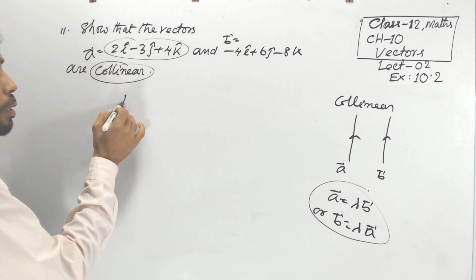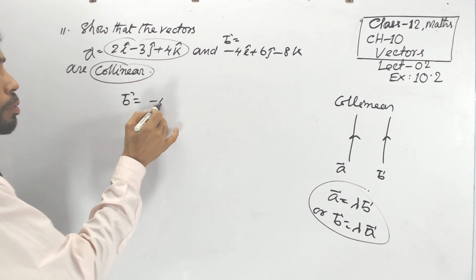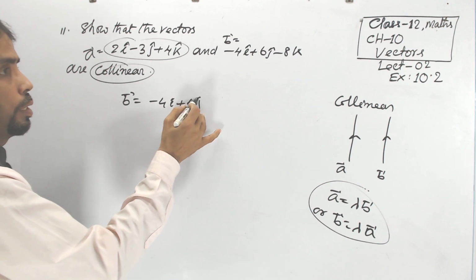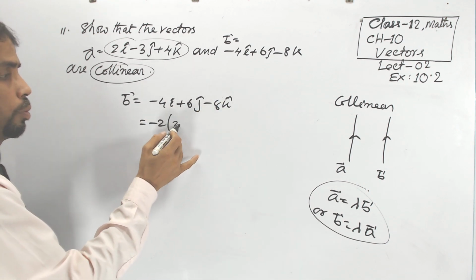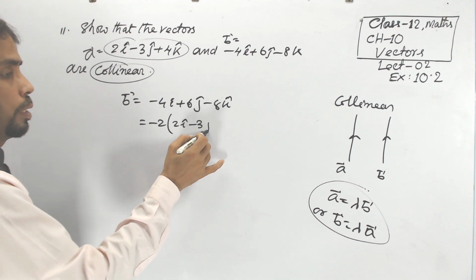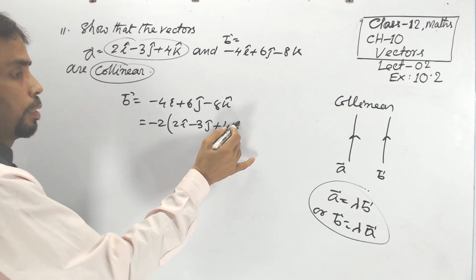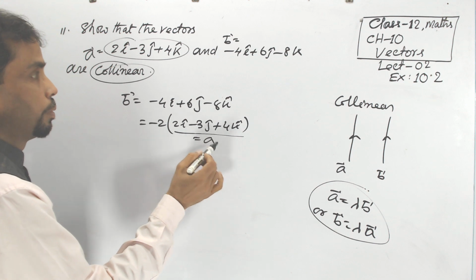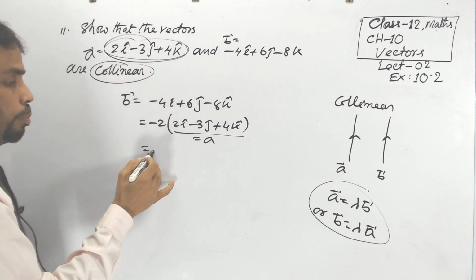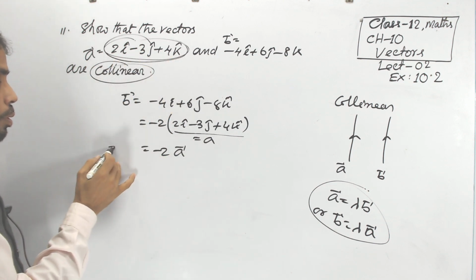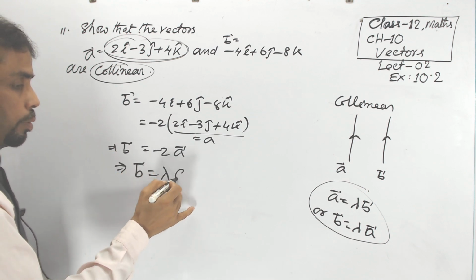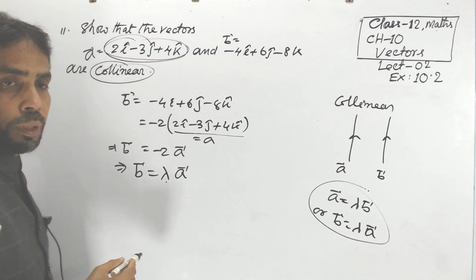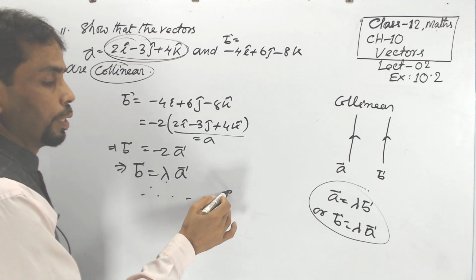So we have to show that these two vectors are collinear. Now B, I'll first write B here: minus 4i plus 6j minus 8k. Now if I take minus 2 common, what will be here? 2i minus 3j plus 4k. And you see this is vector A. So minus 2 into A. So see, it is satisfying the condition B equal to lambda into A, where lambda is minus 2. And therefore the vectors are collinear.